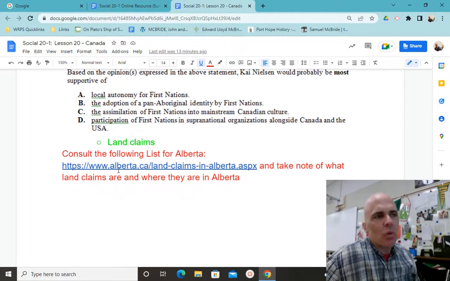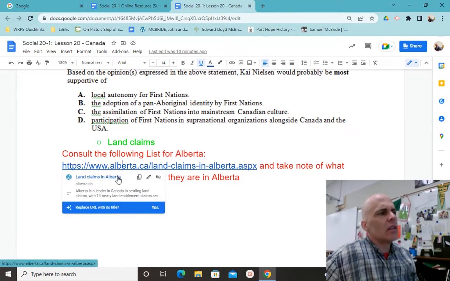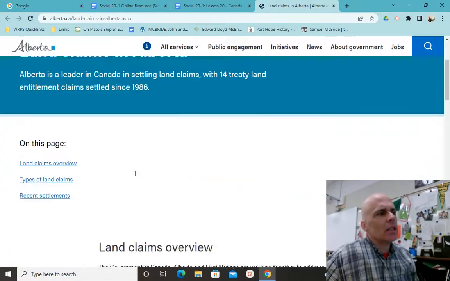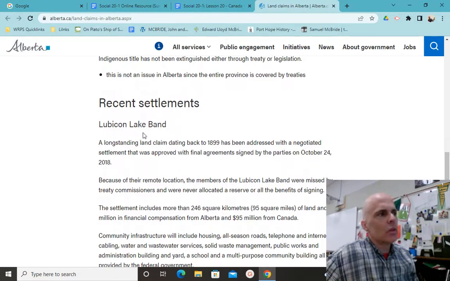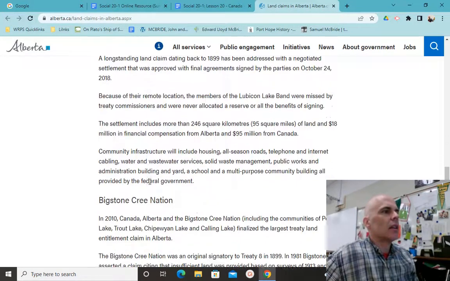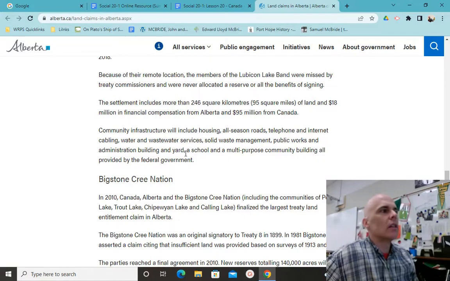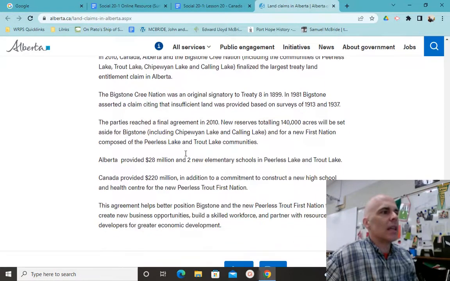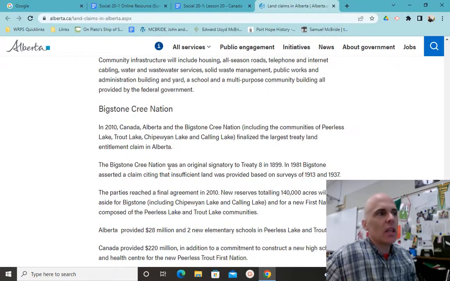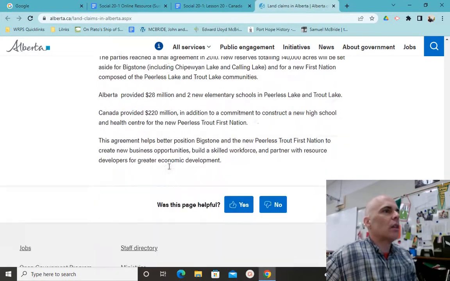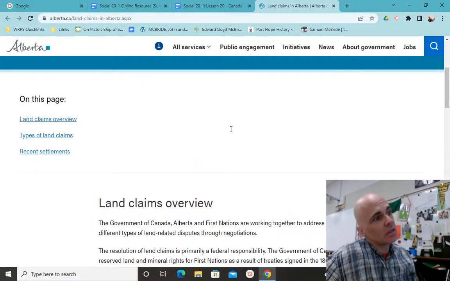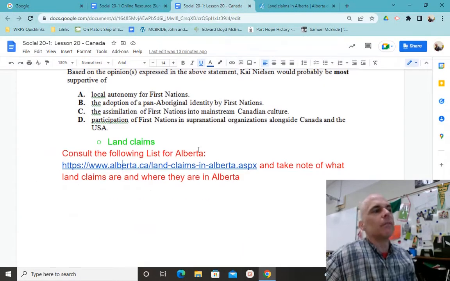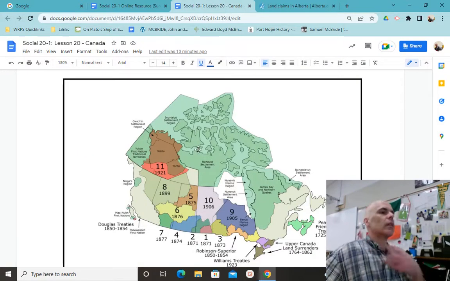In terms of land claims, what is a land claim? We got a document here that looks at all the land claims in Alberta, and it explains the group. So here the Lubicon that we talked about in grade 10 talks about the territory or the other claims that might be connected to it. We also have the Big Stone Cree there as well. So only a couple there. If you go to Ontario's equivalent to this, there's a lot more.